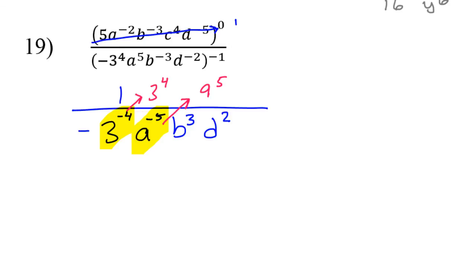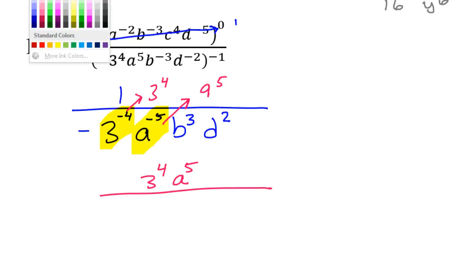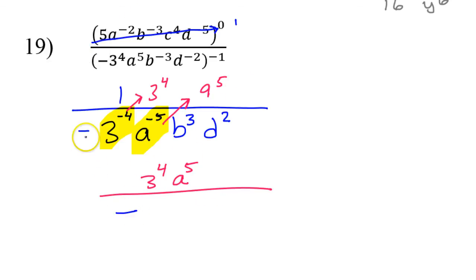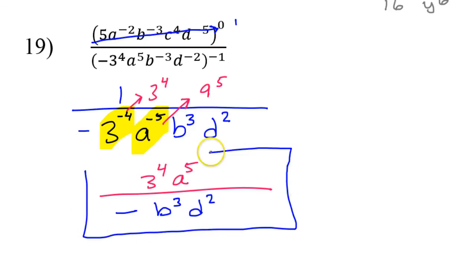Up in the numerator, now I have 3 to the 4th power and a to the 5th power, like I said. I don't need the 1 anymore because 1 times this stuff is itself. Now, back in the denominator, I have that negative sign I keep talking about, and I have b to the 3rd power and d squared. And you know what? That's the final answer. There are no more variables in common that I can cancel out or anything. So that's it. I happen to know this is 81.